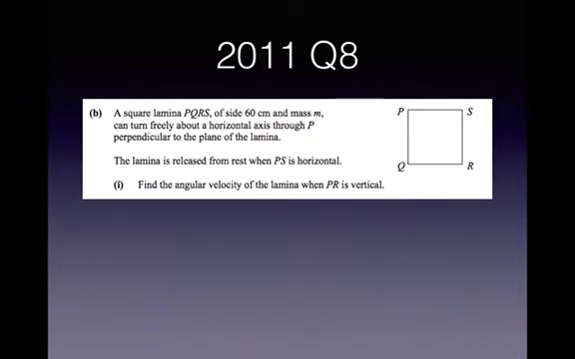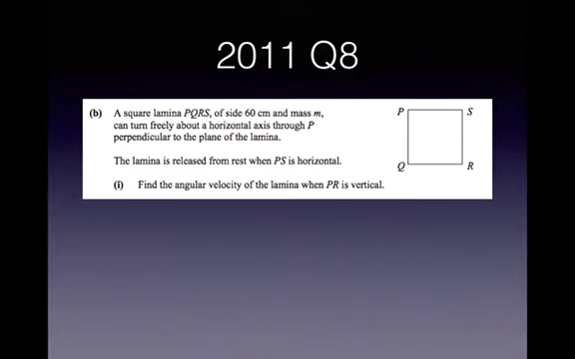So think about it like there's a pin in P, and then you just give it a little, you let it go actually, and the thing will rotate, as in spin or hang, so that P will be vertically above R. The lamina is released from rest when PS is horizontal. Find the angular velocity of the lamina when PR is vertical.